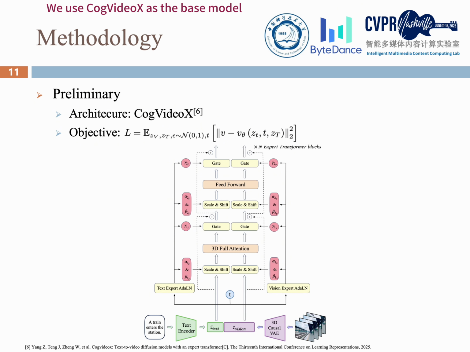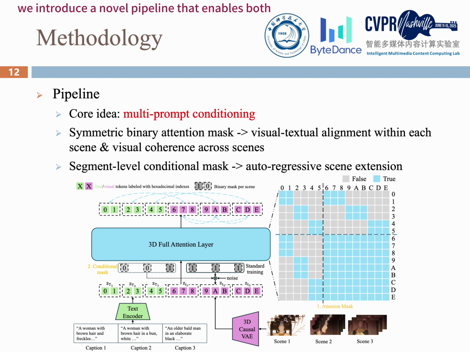We use CogVideoX as the base model, which follows a DiT-style video diffusion architecture with expert routing. During training, instead of predicting raw noise, we adopt the V-prediction formulation, directly regressing the velocity in the diffusion process using an MSE loss. Building on top of CogVideoX, we introduce a novel pipeline that enables both multi-scene controllability and cross-scene coherence through multi-prompt conditioning. The key innovation lies in 2 types of masks designed for different stages of the generation process.